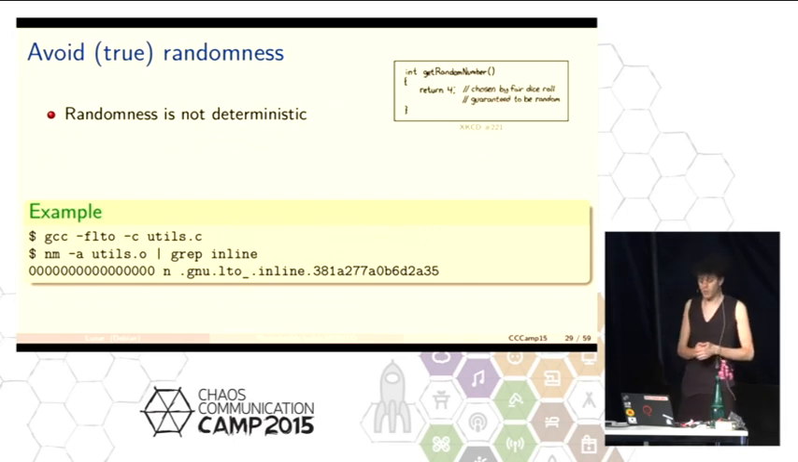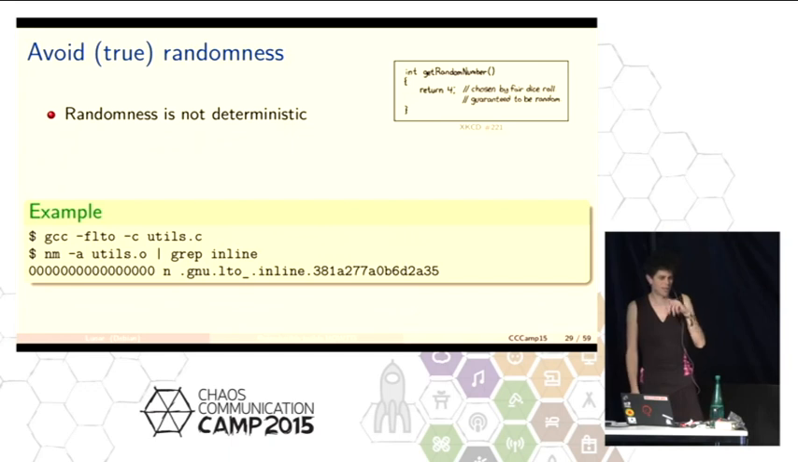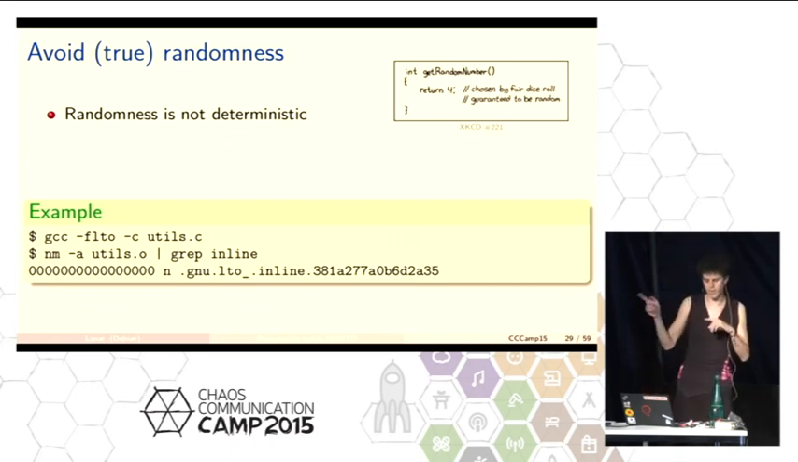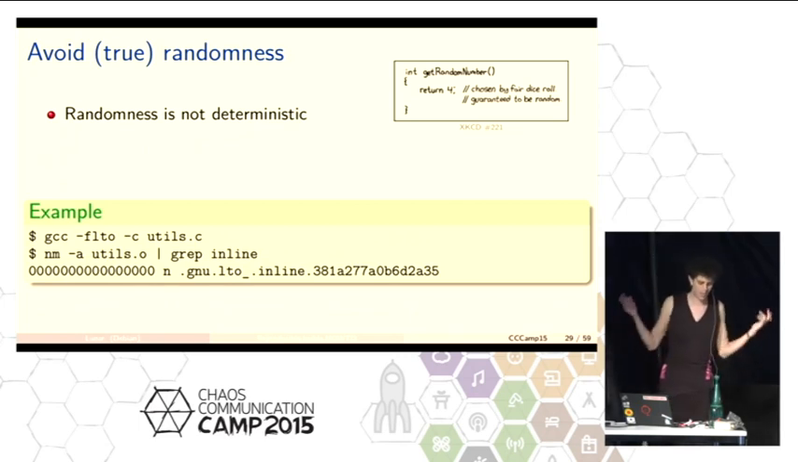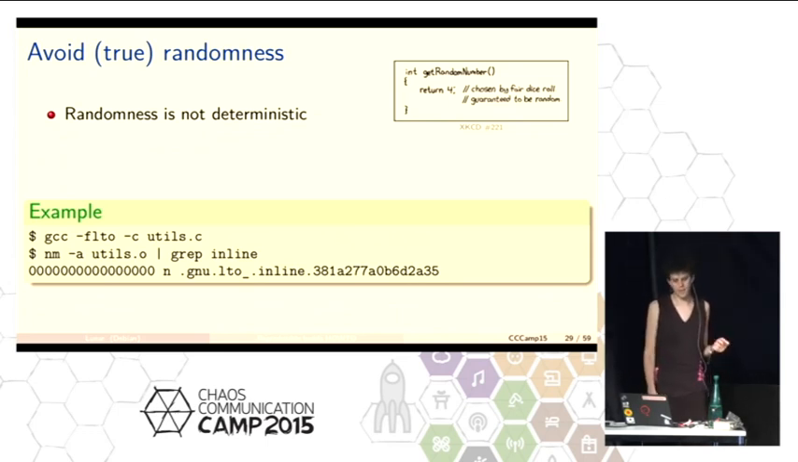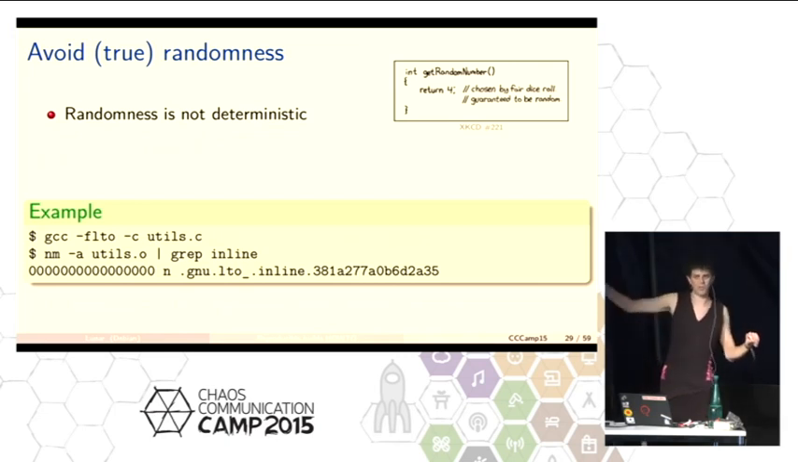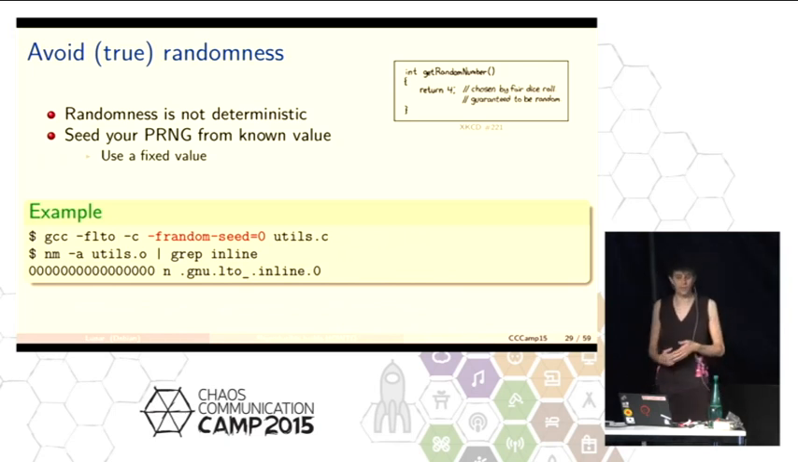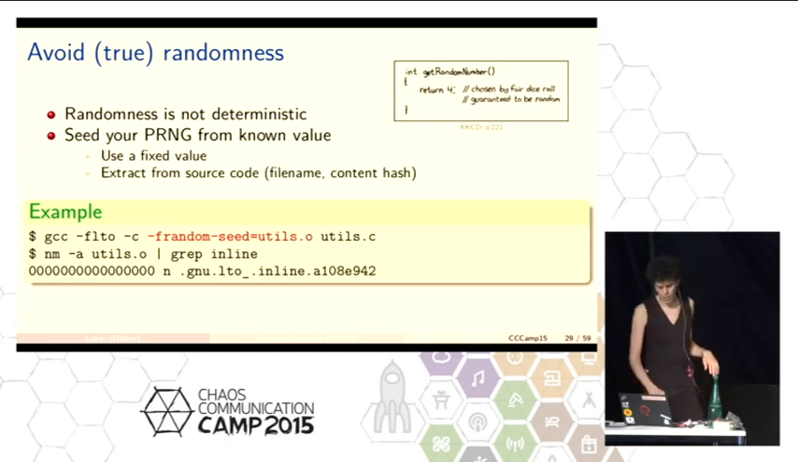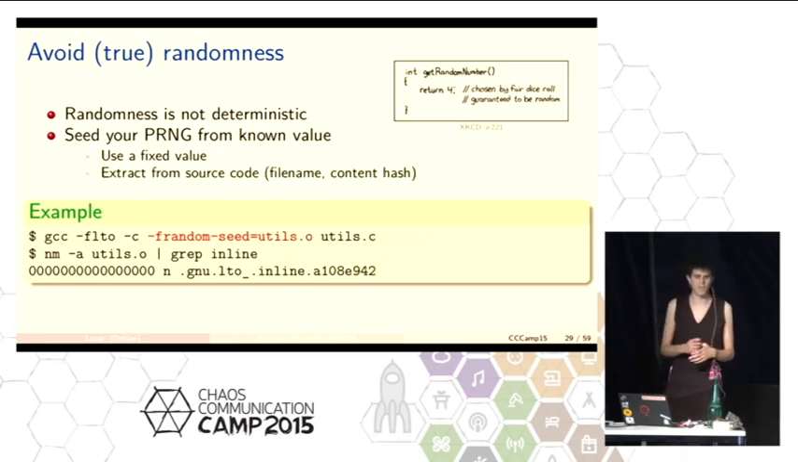Related issue: avoid true randomness. Unless you implement your randomness like Randall Munroe, you will actually have non-deterministic values. The example here is link time optimization from GCC. If you give it that, you will get unreproducible builds because it is random, different every time, hopefully. The good news is that computers are very bad at randomness, but you know that. What we use are pseudo random number generators, and they take a seed, an initial value that we use to derive a long string of numbers. So one way is just to use a fixed value for every one of your builds, and then you will get the same output. Or you can extract a value from the source code, like a file name or content hash. That works as well.